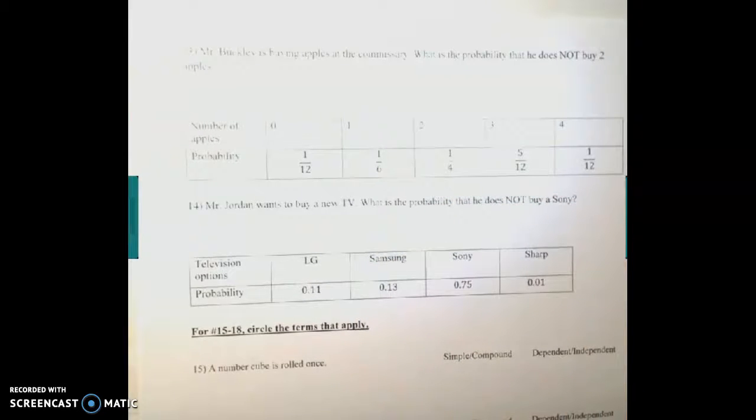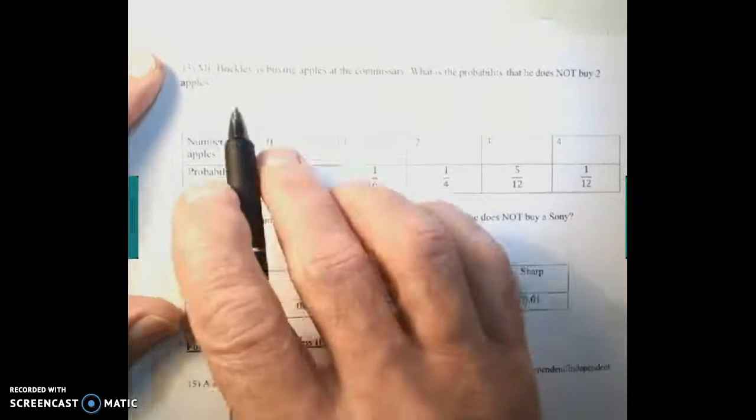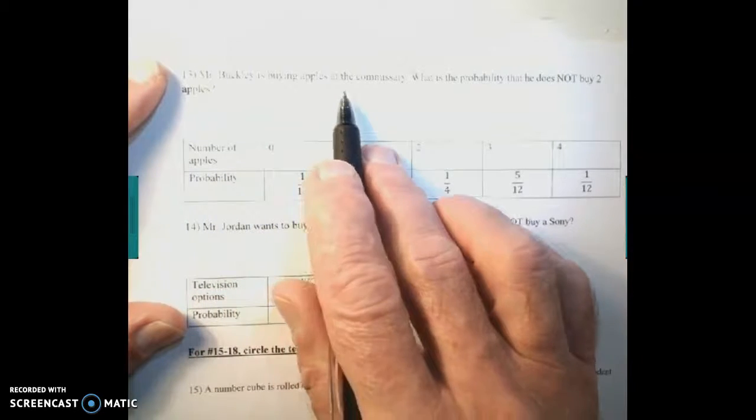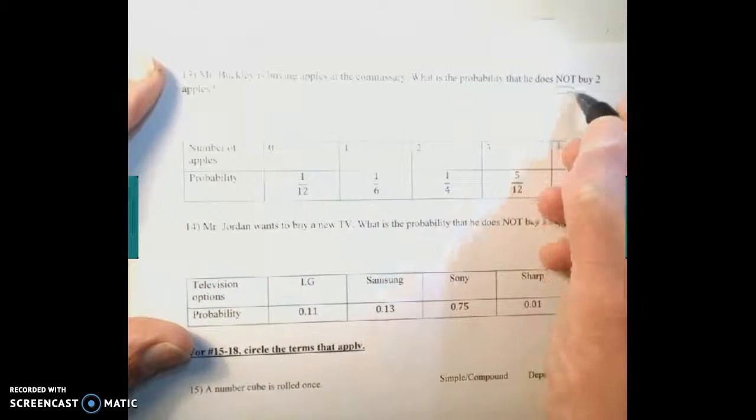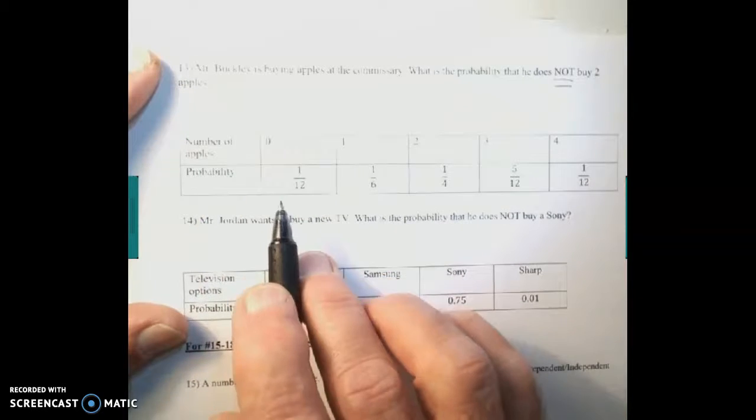Okay, Unit 8 Test Study Guide, question number 13. Mr. Buckley is buying apples at the commissary. What is the probability that he does not buy 2 apples?